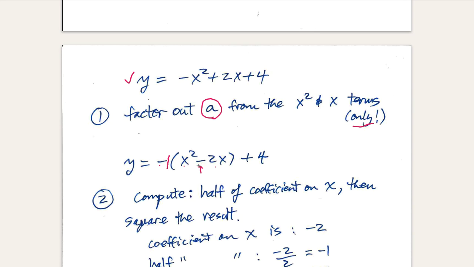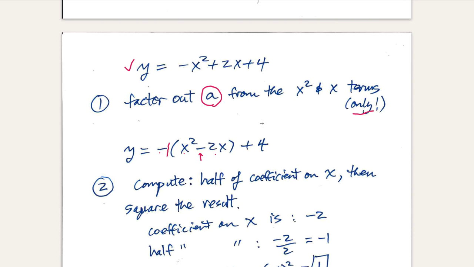Okay? Now make sure you did this part right, otherwise you're going to mess everything else up. Do a quick mental double check and multiply through using the distributive property on both these terms and make sure you get your original. -1 times x squared is negative x squared. -1 times -2x is plus 2x. And then we carry through the 4. We got it. Okay? Alrighty.